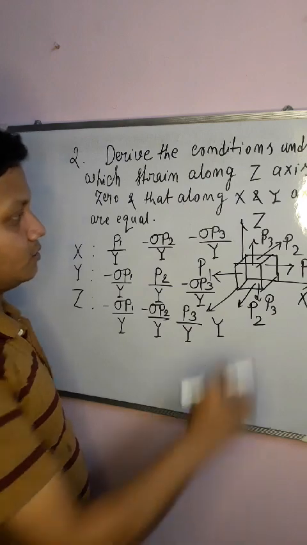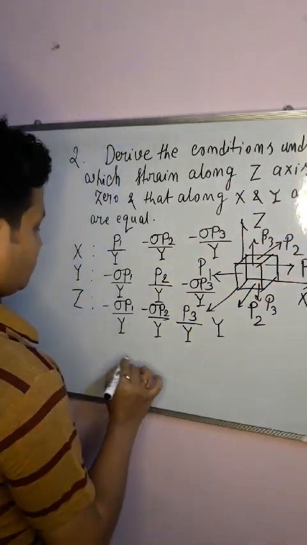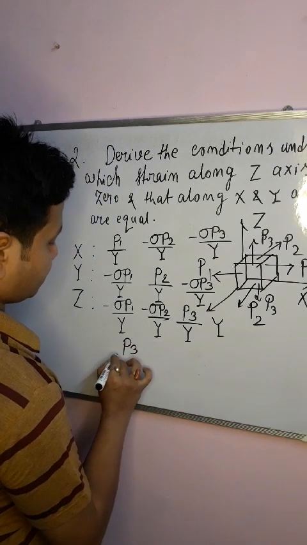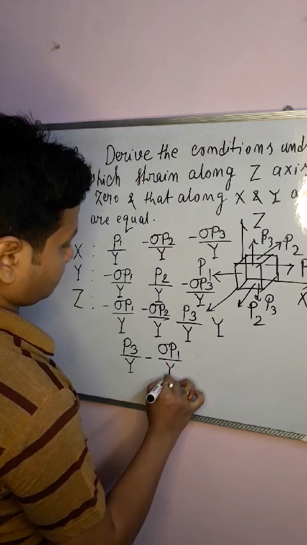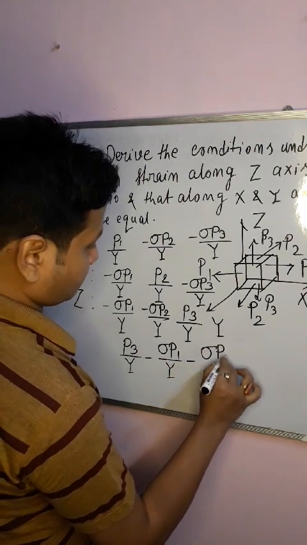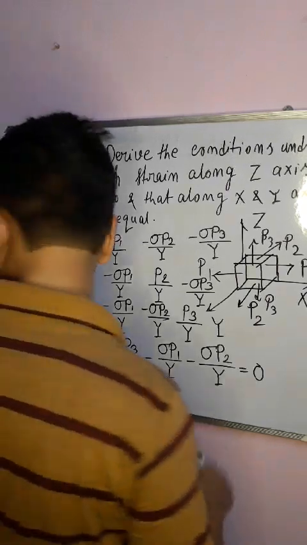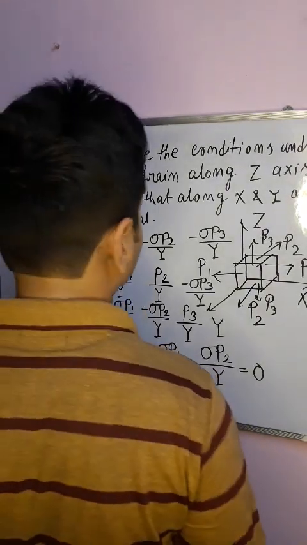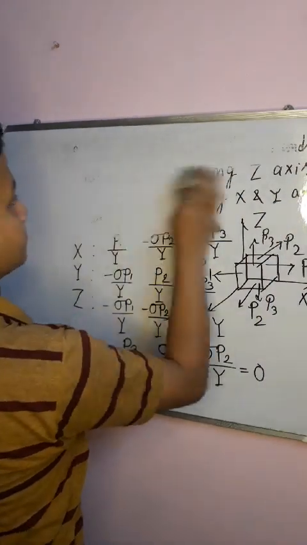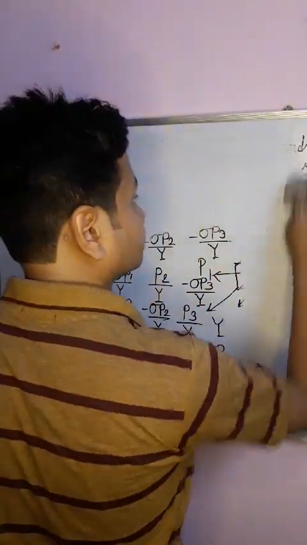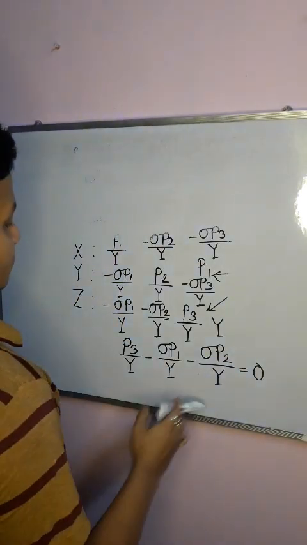Now our condition is that the strain along z axis is 0. That means net strain along z axis is this. So this we have to make 0.